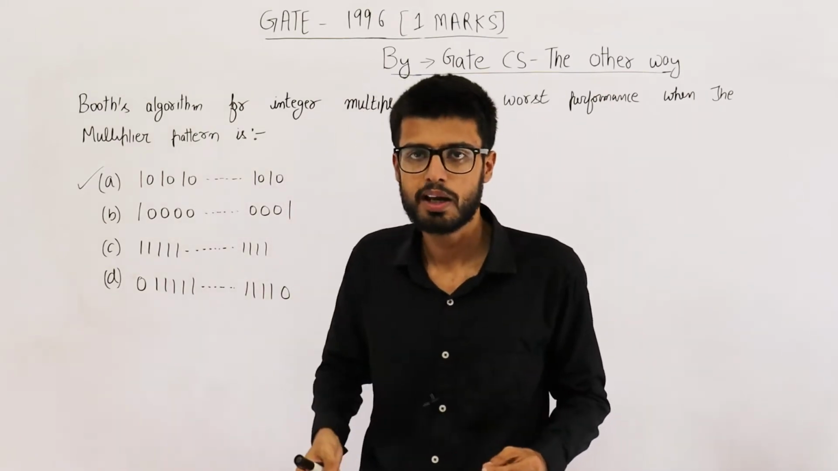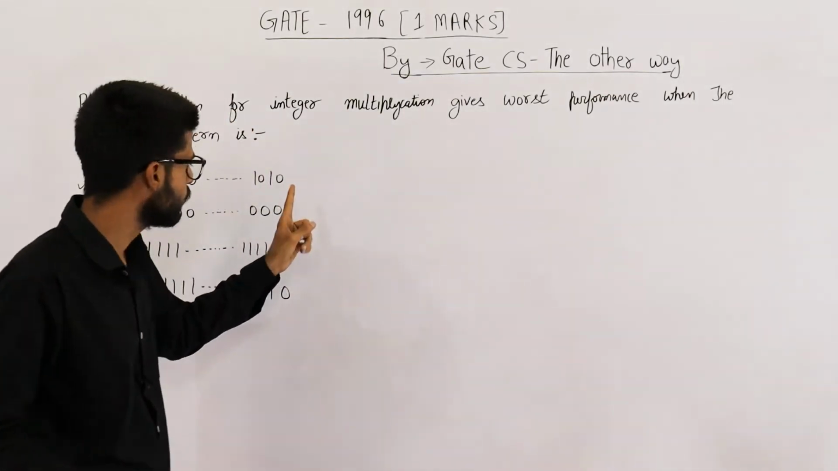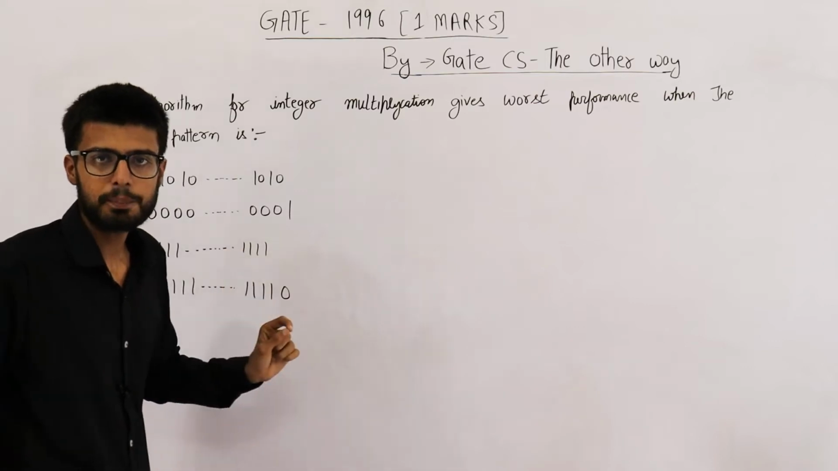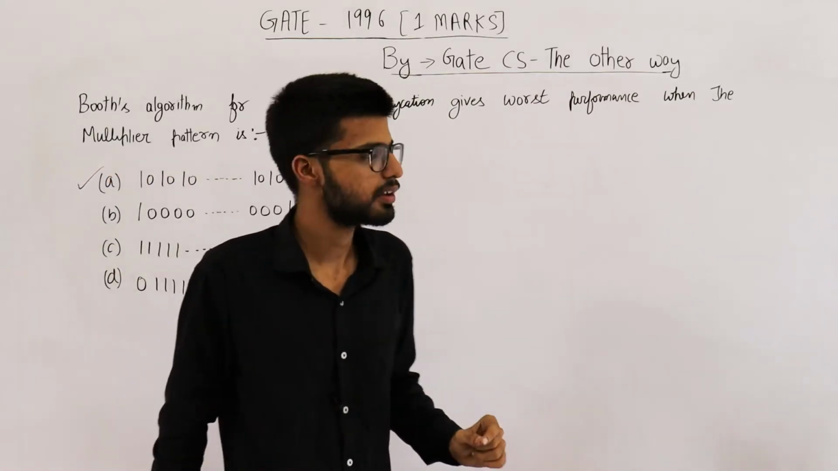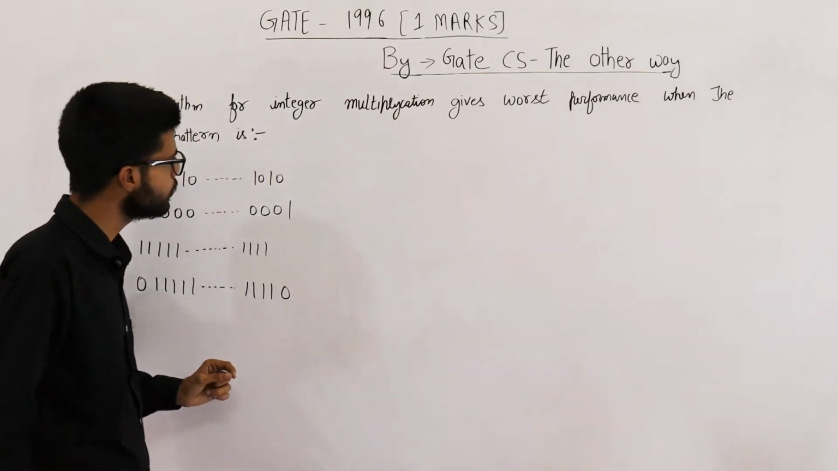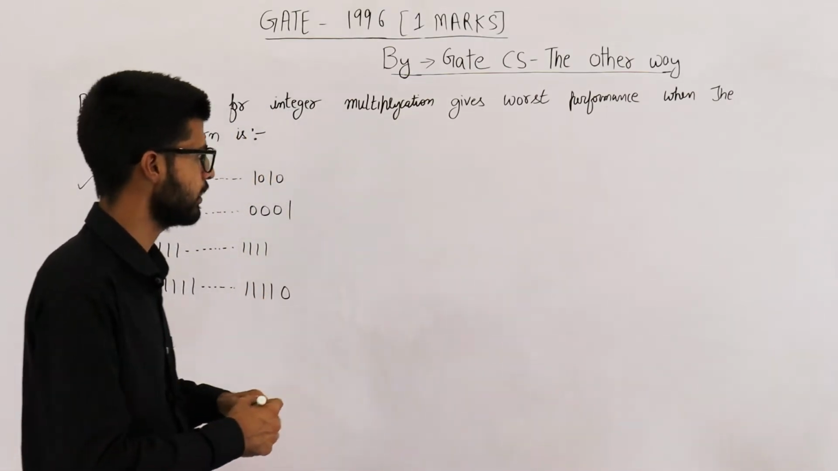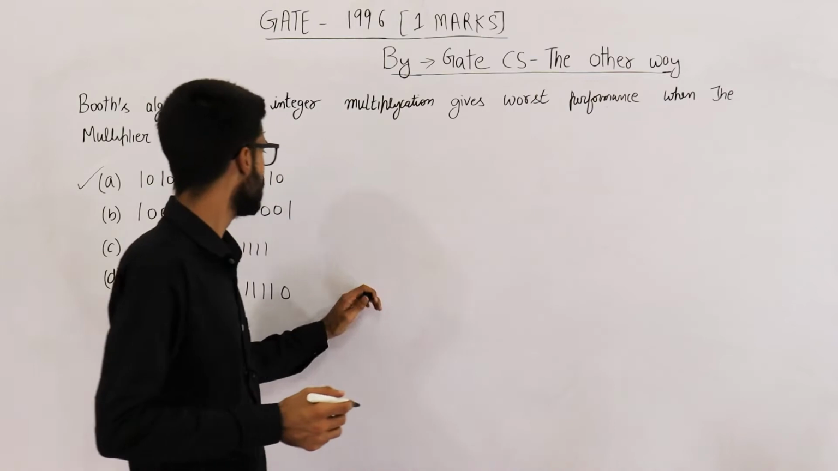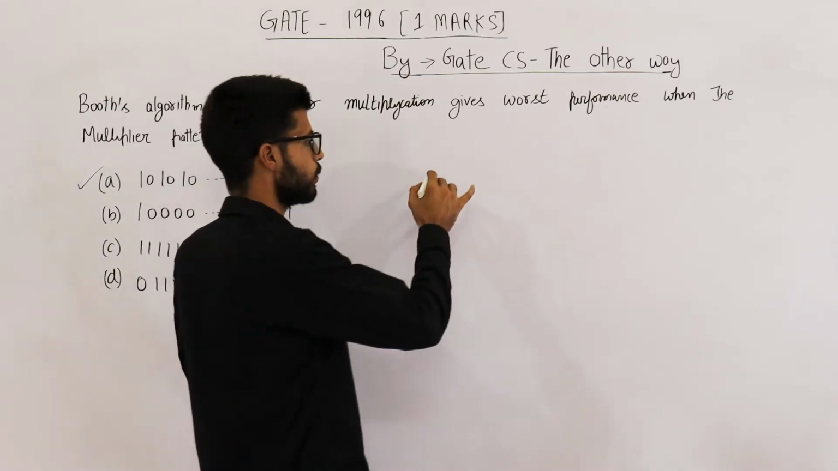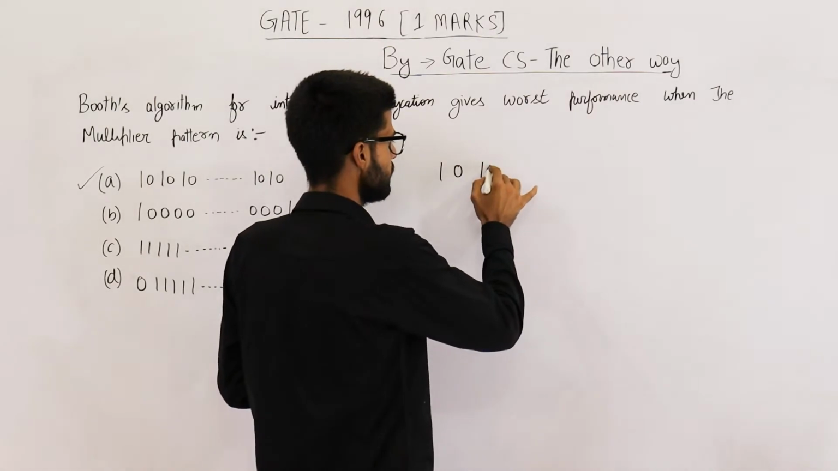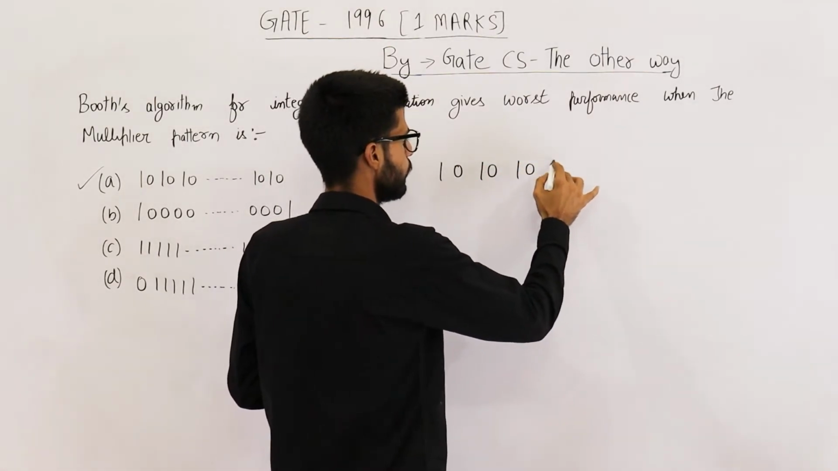Now let's also calculate the number of operations for each and every option. The option which has the most number of operations performed will be the worst case. Okay. So let's analyze option A first. If we convert this pattern into 8 bits, you will get 1 0, 1 0, 1 0, 1 0.